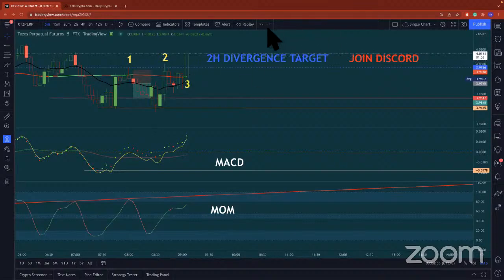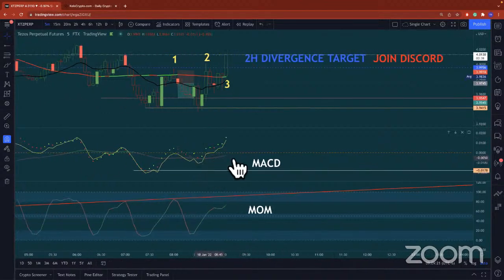Look at it go. Broke through the divergence, and now we're heading up. Now we just want a correction. We can see that we have crossings over here. We want a correction to go long. We don't want to go blindly into it.